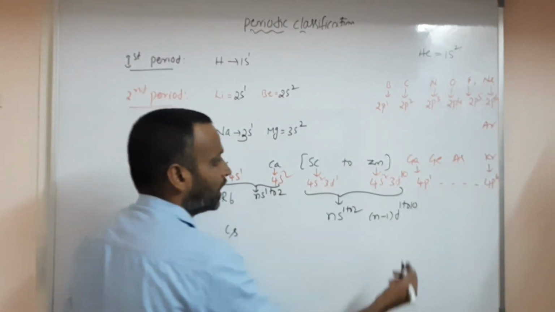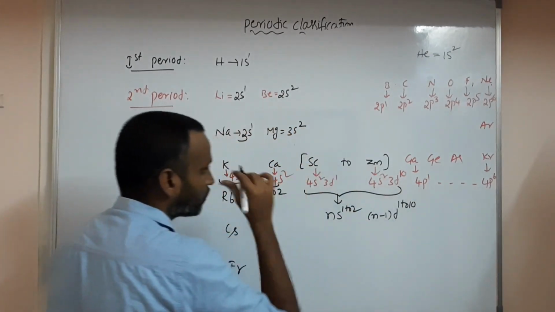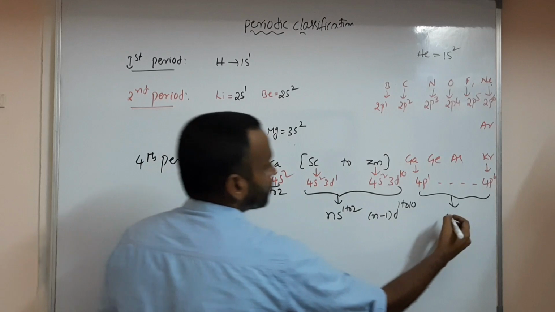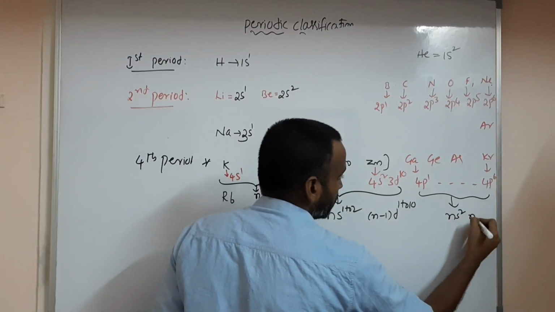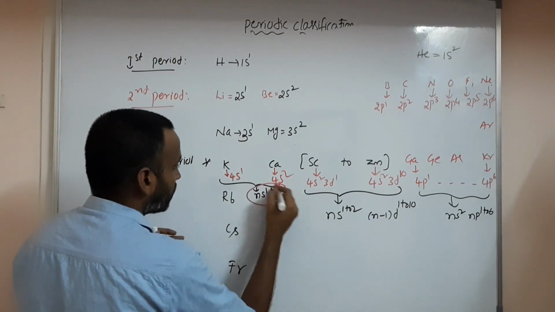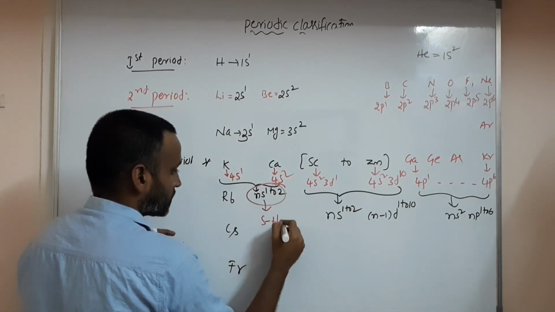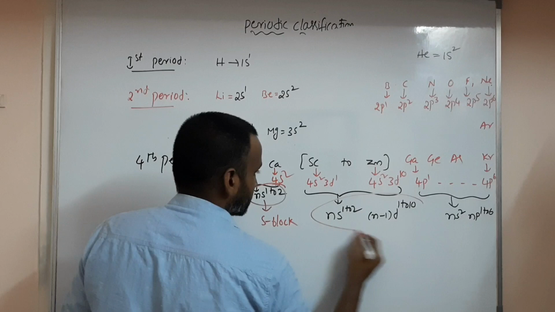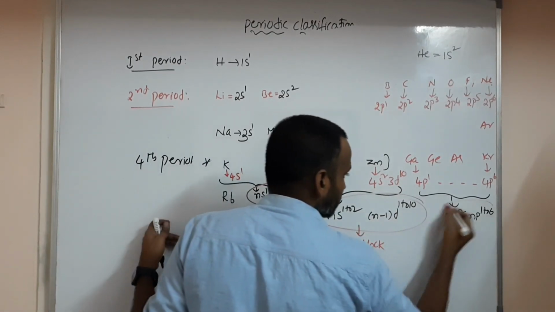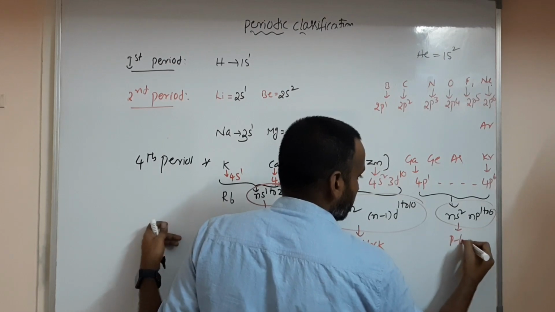Hope you understood. So for the P block, how to write? The P block elements come after these, so simply ns2 np1 to 6. So this is the S block configuration, this is the D block configuration, and this one is the P block configuration.